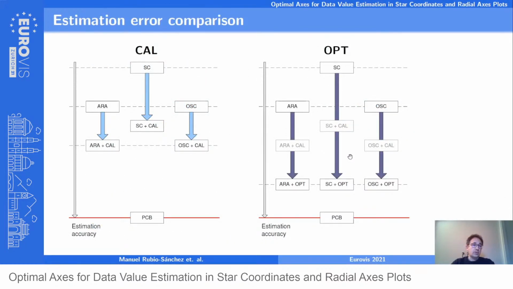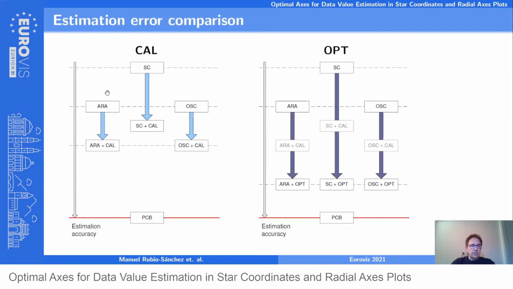In this slide, we show a comparison of estimation error for the three methods. And when we apply the calibration approach, well, the estimates are enhanced, obviously. And you have the same accuracy for ARA as for OSC. And the estimates for star coordinates are not as good because, as expected, the estimates for SC are poorer than for ARA and OSC in the first place.